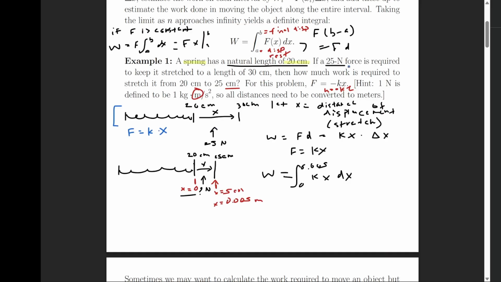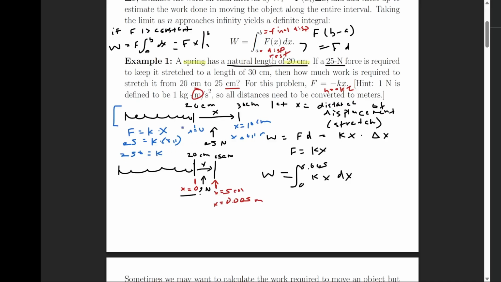They're giving us the force, which is 25 newtons, equals k times x, and the x here, from 30 centimeters to 20 centimeters, is 10 centimeters. Since it's in meters, we can also write it as 0.1 meters. So it's 25 equals k times 0.1, and then you solve for k.